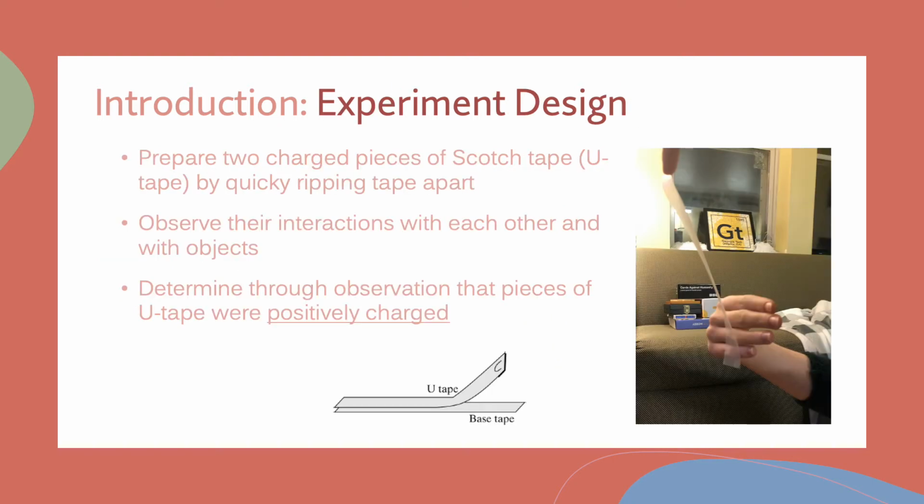For the experimental setup, we first prepared two charged pieces of Scotch tape, referred to as U-tape, by quickly ripping two pieces of tape apart from one another. Next, we observed the interactions of the tape with each other and with neutral objects, such as our hands, and a negatively charged pen, when the tape was attracted to the pen, demonstrating that the tape was positively charged.